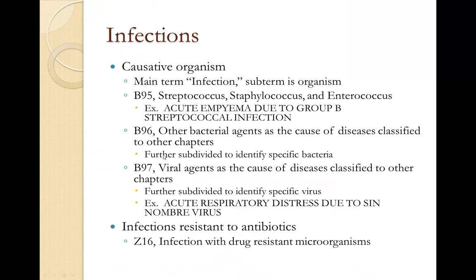Another way that you could get there, if you can't find it under the actual organism, is to go infection, and then you could go down to staphylococcal or streptococcal from there. B96 category gets at other bacterial agents, and then B97 is for viral agents.